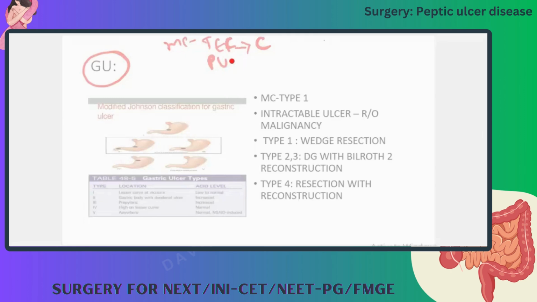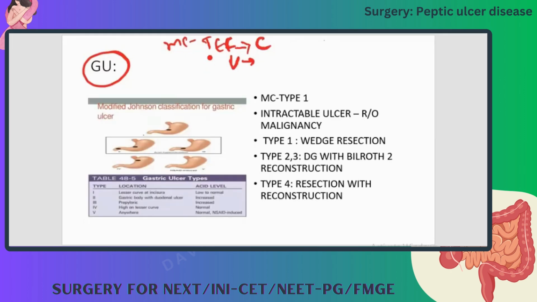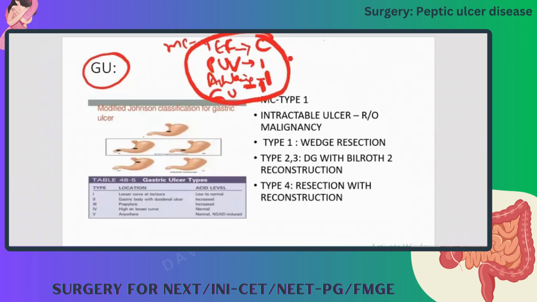PUV is type 1. And achalasia is type 1 as well. And gastric ulcer also is type 1. So you group it so that you will remember easily. Whenever there are some most commons, write it on a paper at the back of your book so that you revise it before the exam. One most common thing they will definitely ask. I am saying it for the past 6-7 years.